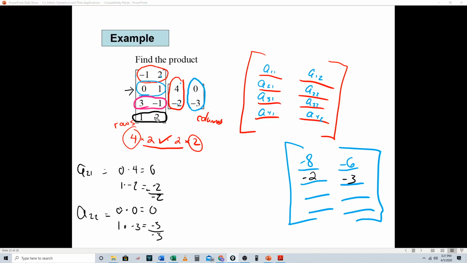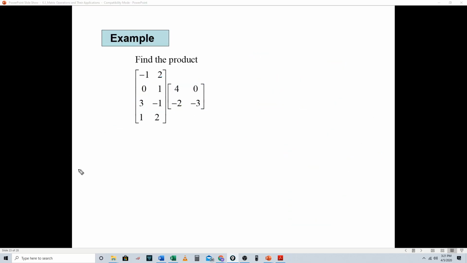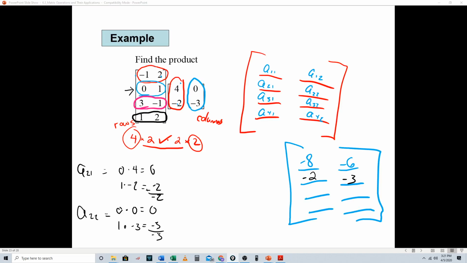Then we have pink. Well, no, we'll just keep it in black. Oh, let me undo that. I can undo. There we go.